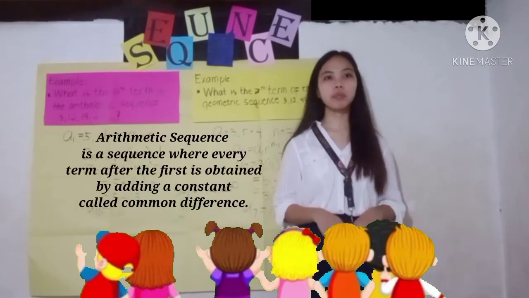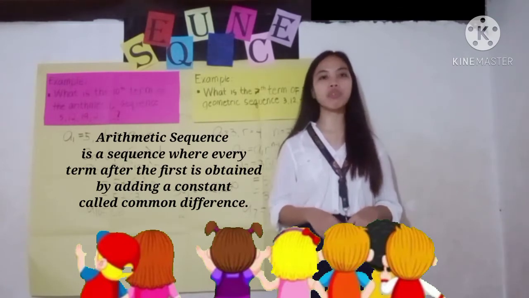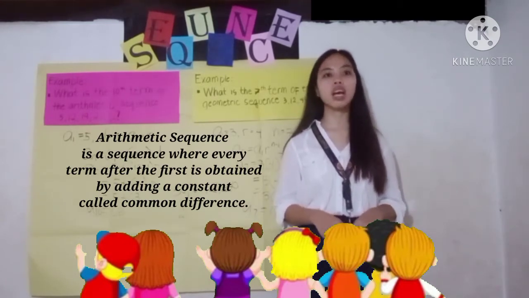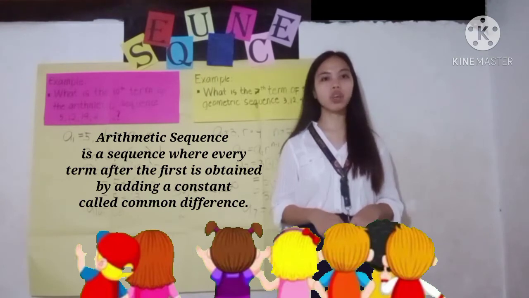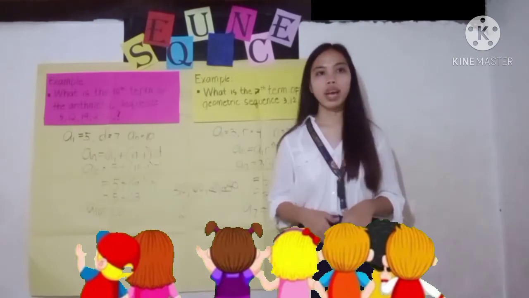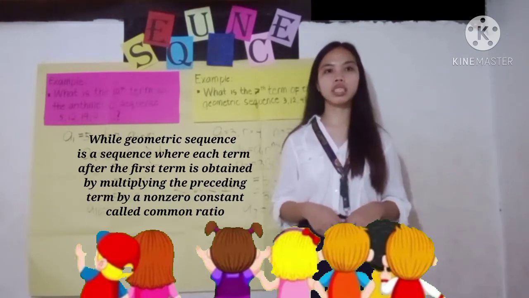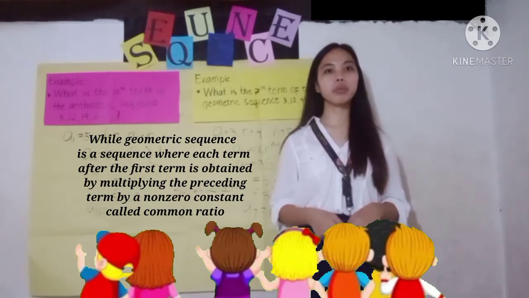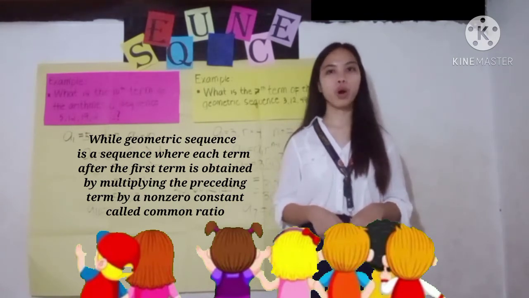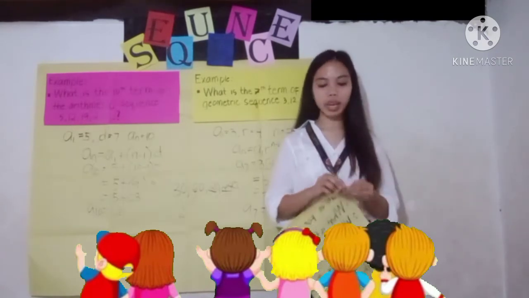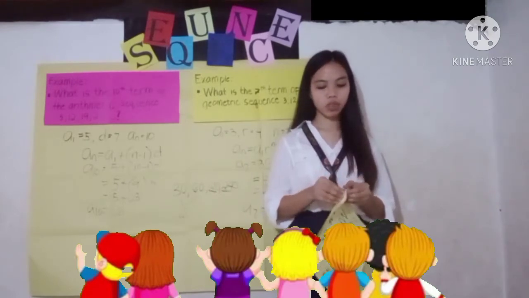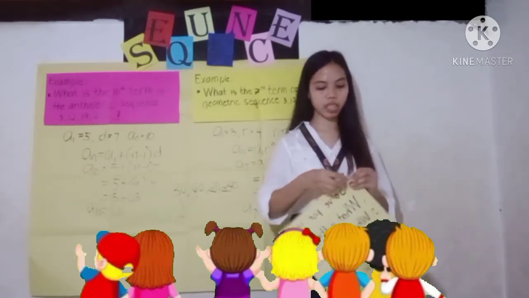Good. Arithmetic sequence is a sequence where every term after the first is obtained by adding a constant called the common difference, while the geometric sequence is a sequence where each term after the first term is obtained by multiplying the preceding term by a non-zero constant called the common ratio. So now I have another given for arithmetic and geometric sequence.